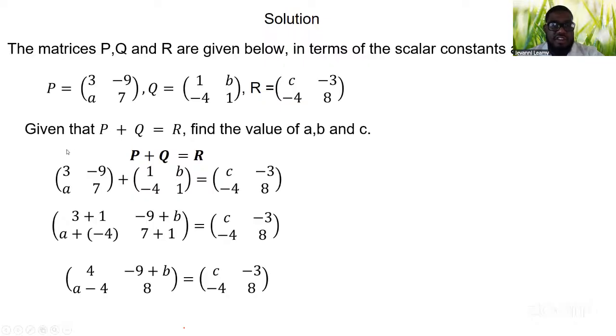What is the value of C? So we match the positions again. So 4, I circle the 4. And what is it equal to on the right side of the equation? In other words, matrix R. It's equal to C. What about 8?